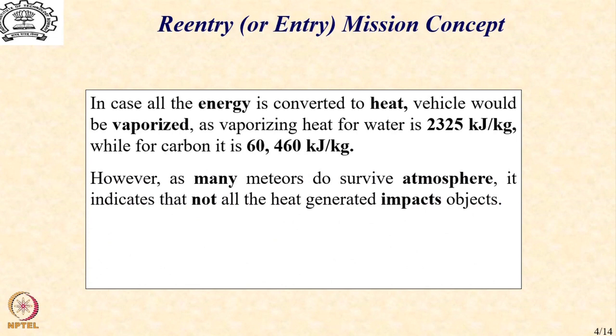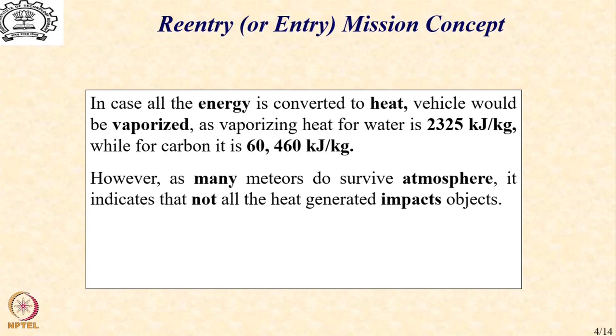Of course, we have examples of many meteors that do survive the atmosphere, which also contain similar material as the vehicles that we send out in the atmosphere and outer space. So obviously it means that not all the heat is going to be impacting the objects, because we realize that a significant part of this heat would get lost through radiation. So there is a little bit of comfort in that idea.